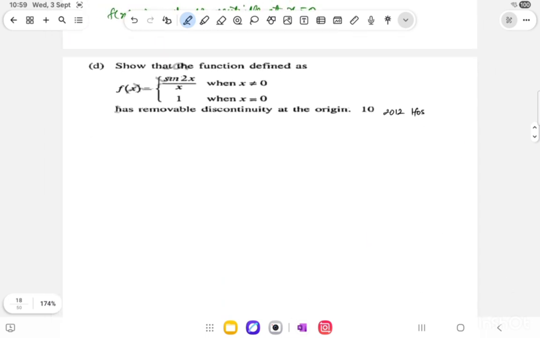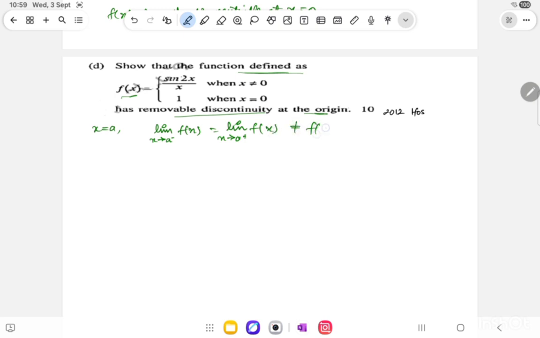So the next question says that show that the function f(x) this has a removable discontinuity at origin. So discontinuity at any point x equals to a is said to be removable if both left hand limit and right hand limit exists and are equal, but they are not equals to value of f at that point a. So if we are able to show this, then we can say that this function f(x) has removable discontinuity.